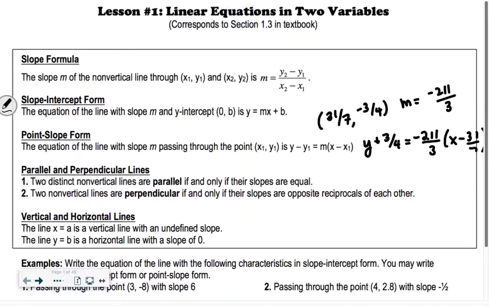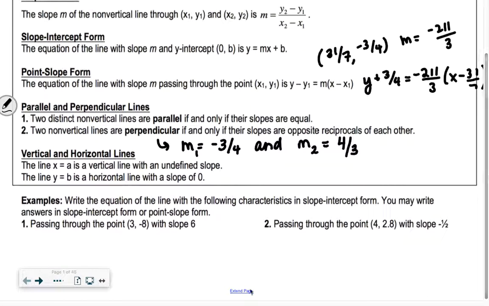Parallel and perpendicular lines. Parallel lines have the same slope. Perpendicular lines are opposite reciprocals of each other. So if I have a slope of -3/4, I'll call that m1, slope 1, what would the slope of the second line have to be? 4/3, right? Positive 4/3. So it's opposite, meaning opposite in sign. Reciprocals means you flip it around. Hopefully this is all just big review.